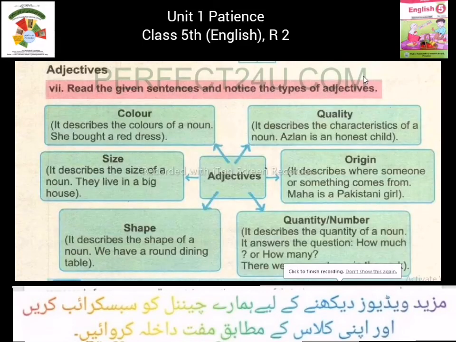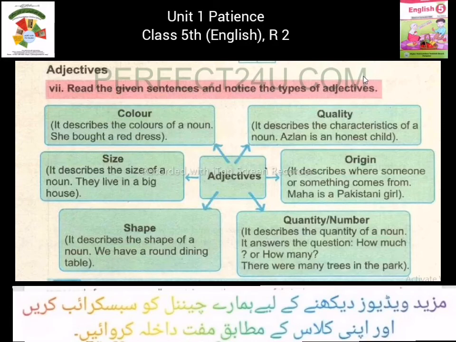Okay, next is adjectives. Read the given sentences and notice the type of adjective. What are adjectives? Adjectives are those words that modify nouns or talk about nouns. So there are different kinds of adjectives, that is color, quality, size, origin, shape, quantity or number. So I will read the sentences, then we'll identify which type of adjective it is.